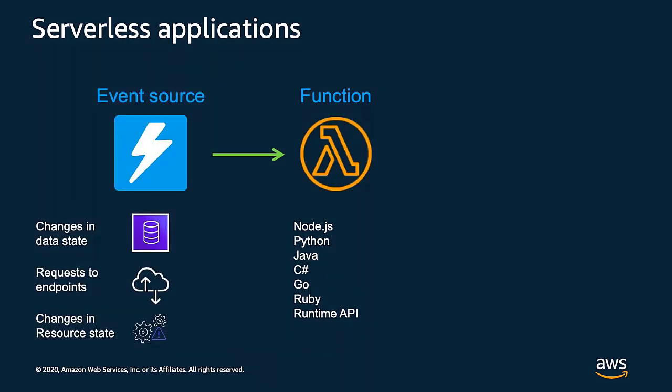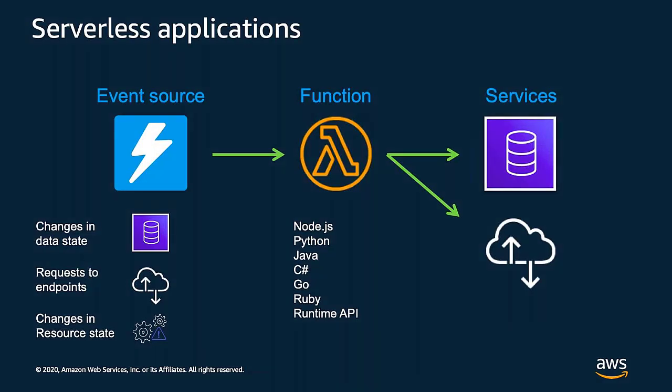The basic model, as we mentioned before, is event-driven. An event source happens that invokes your function. That event source could be a change in data state, for example, a change to an item in DynamoDB, or an object that's uploaded to an S3 bucket. It could be a request to an endpoint on API Gateway that triggers your Lambda function invocation. It could also be a change in a resource state. For instance, AWS Config allows you to provide rules, and when a change occurs in resources that are managed by those rules, you can capture that change with a Lambda function.